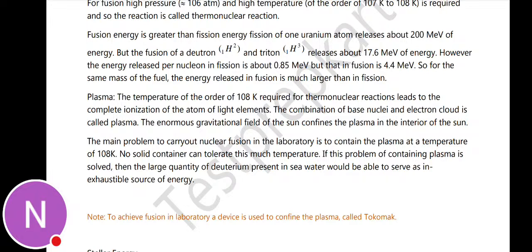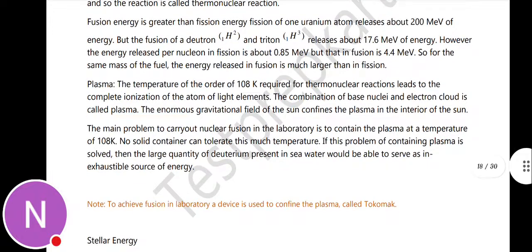Next is plasma. A temperature of the order of 10^8 Kelvin is required for thermonuclear reactions, that leads to the complete ionization of the atoms of light elements. So the combination of bare nuclei and the electron cloud is called plasma.